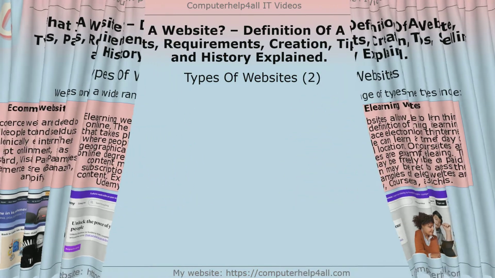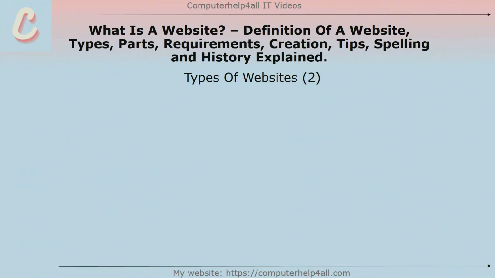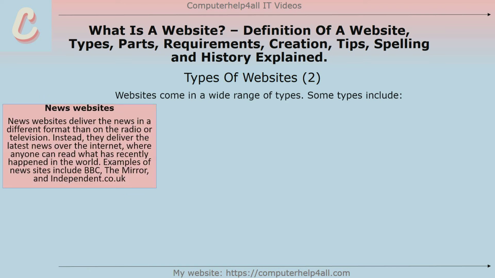News websites. News websites deliver the news in a different format than on the radio or television. Instead, they deliver the latest news over the internet, where anyone can read what has recently happened in the world. Examples of news sites include BBC, The Mirror, and Independent.co.uk.